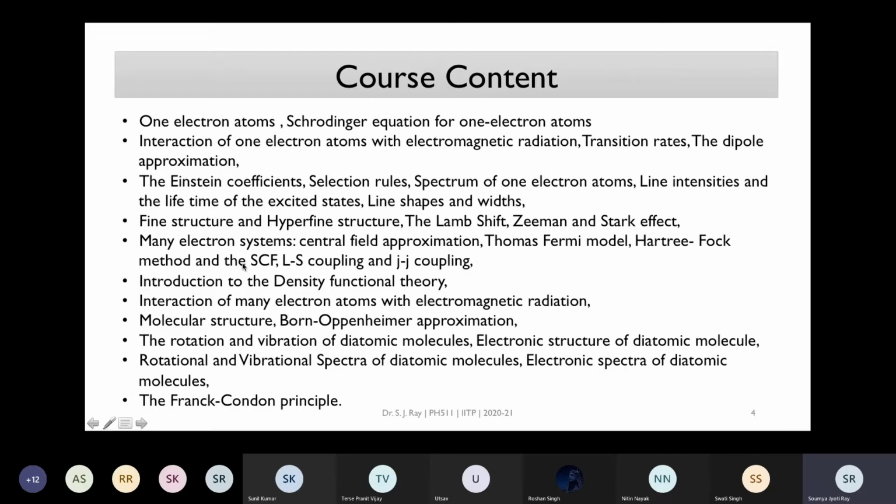After central field approximation and Hartree-Fock, we will be talking about density functional theory. This is quite a nice topic actually, specifically for people who are working with me or even Prakash. It will be quite useful for them, and for other people also, who are working on many different systems.